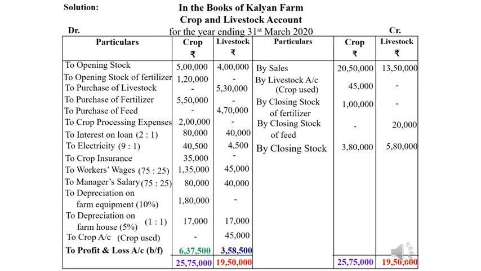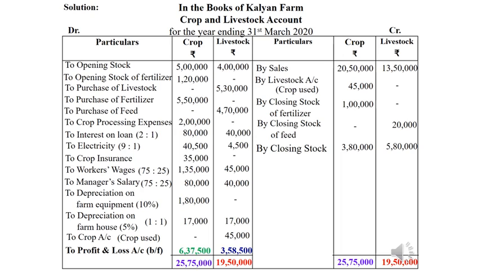Then balance the account. Total 25,75,000 is the crop, and 19,50,000 is the livestock account. Record it or carry it on to the debit side. 25,75,000 and 19,50,000. Balance them.